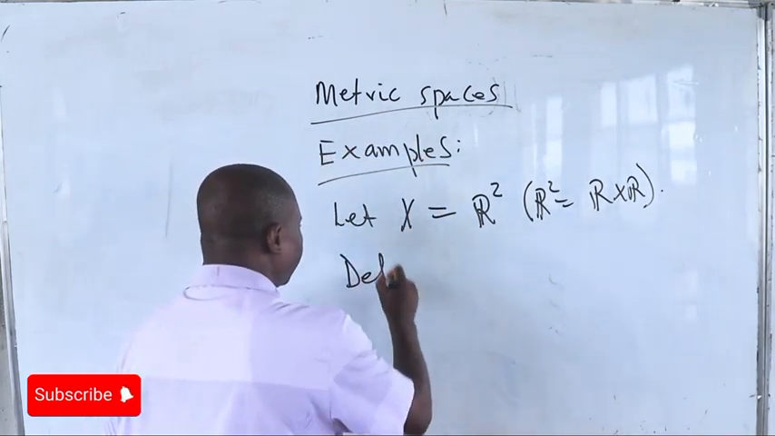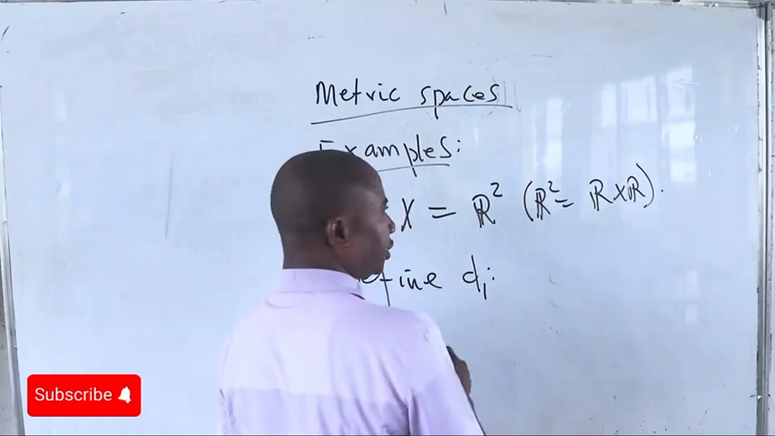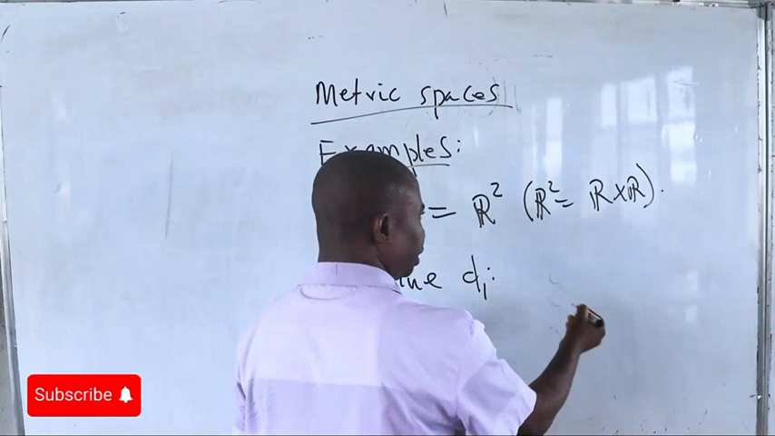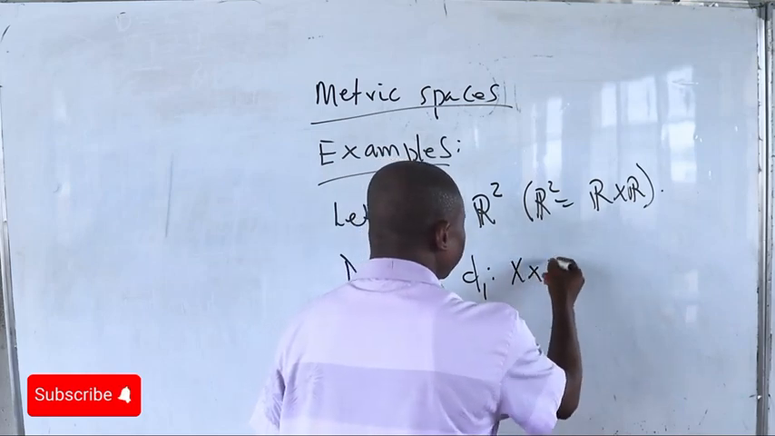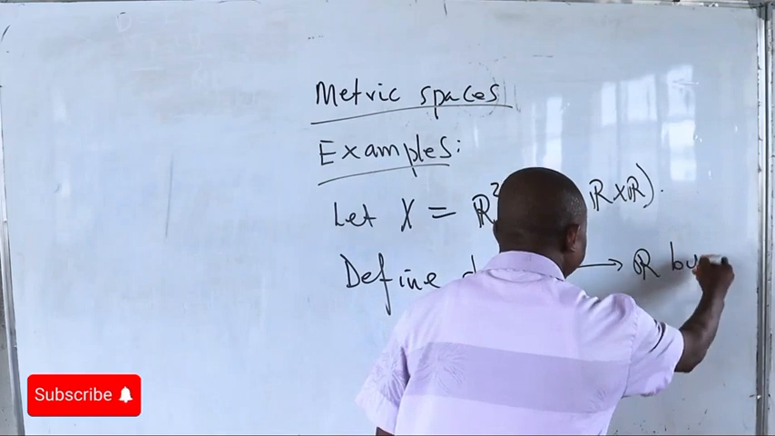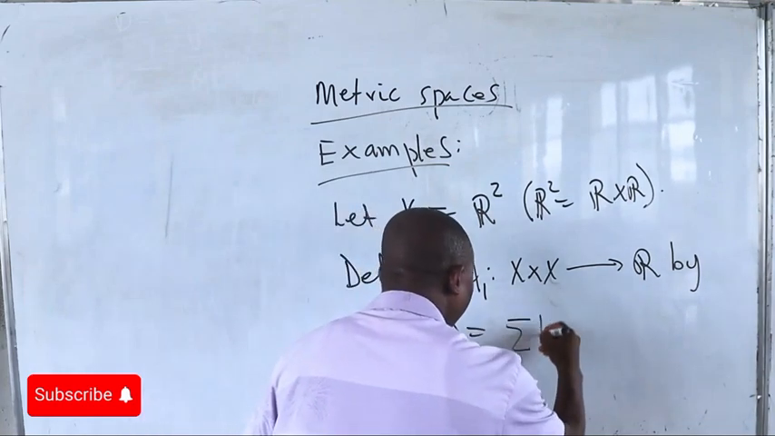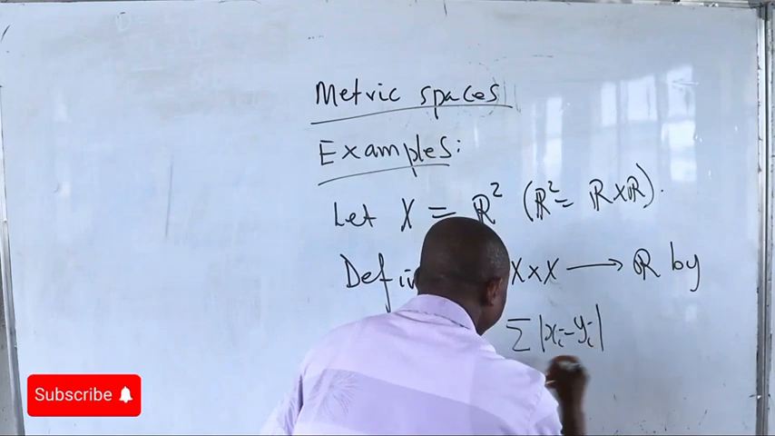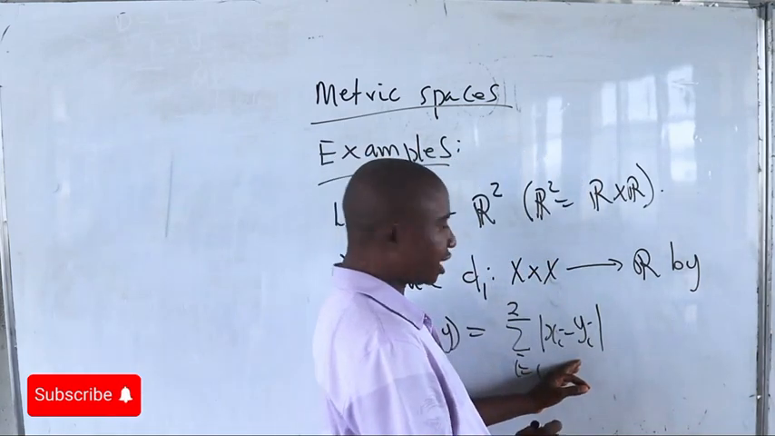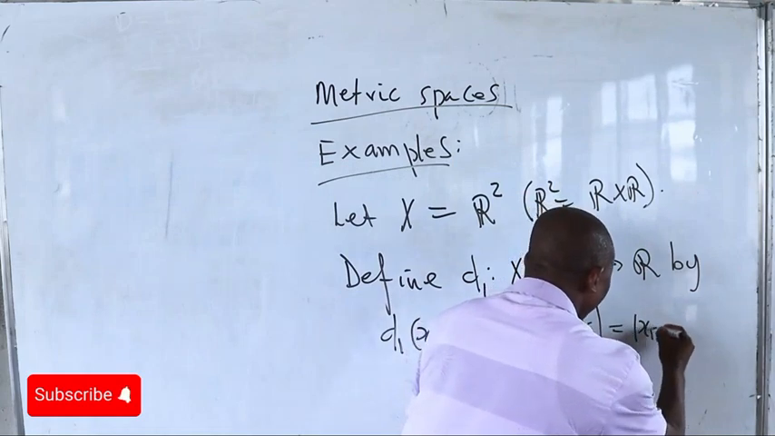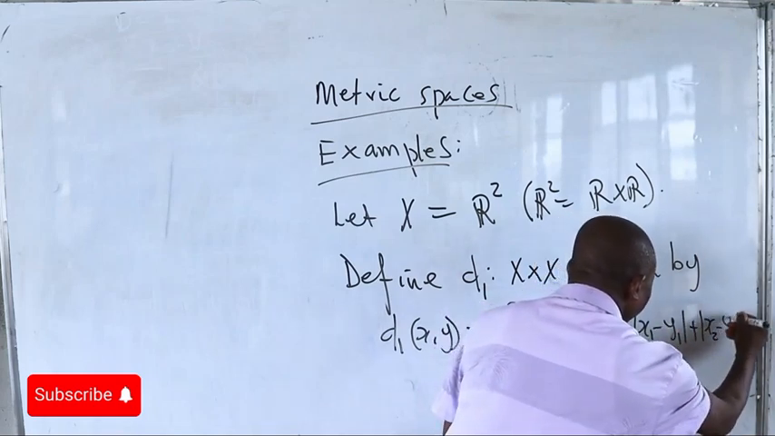So let's define D1. I name it one just to differentiate from other functions I'm going to give. So I define D1 from X cross X into R by D1 of x comma y is the summation of absolute value of xi minus yi, i going from 1 to 2. This is compactly written, so I can explicitly write this as absolute value of x1 minus y1 plus absolute value of x2 minus y2.